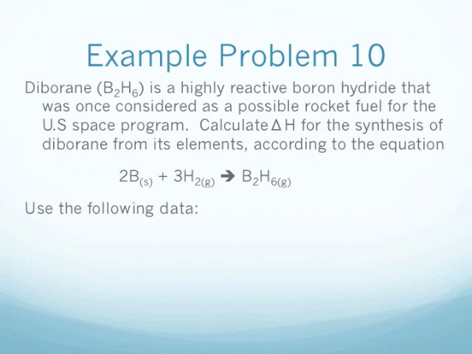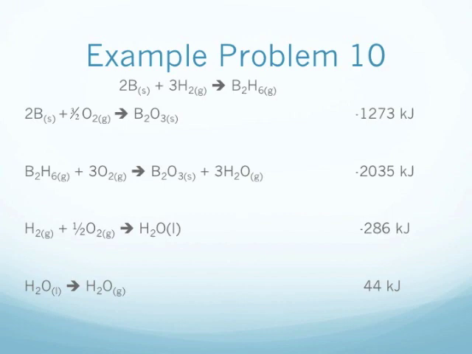Diborane, B2H6, is a highly reactive boron hydride that was once considered as a possible rocket fuel for the U.S. space program. Calculate change in enthalpy for the synthesis of diborane from its elements according to the equation: 2 boron solid plus 3 hydrogen gas yields diborane. Use the following data. And the problem gives us 4-step reactions as a possible solution to this Hess's Law problem.